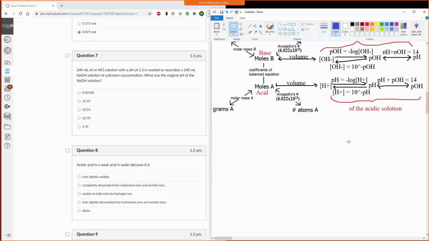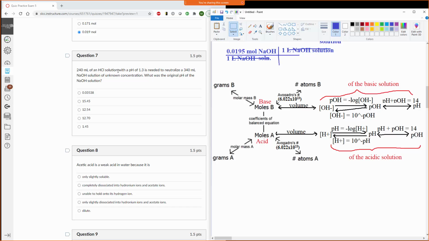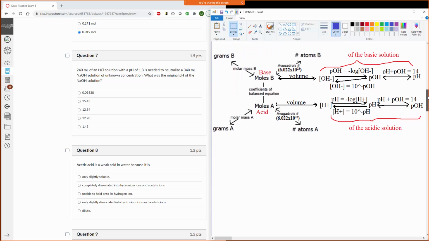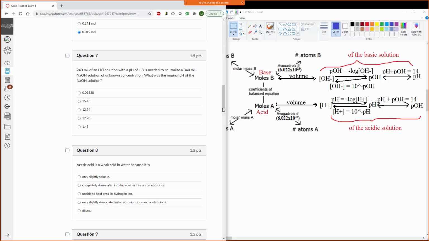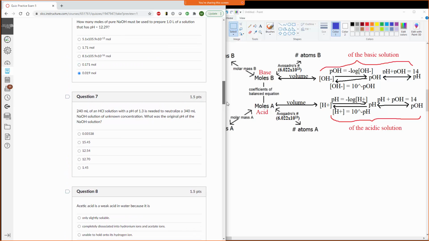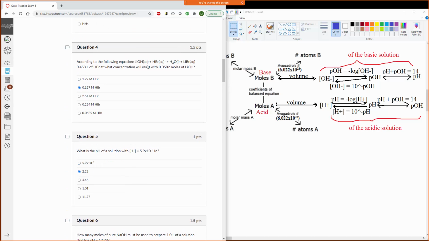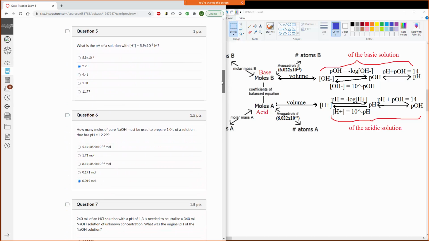240 milliliters of an acid solution with a pH of 1.3 is needed to neutralize 340 milliliters of a basic solution of unknown concentration. What was the original pH of the sodium hydroxide solution? Okay, so we're going to use our roadmap, but we need one more thing. And the thing that we need is the equation, right? Yeah, because last time we were given the equation. This time we need the equation.